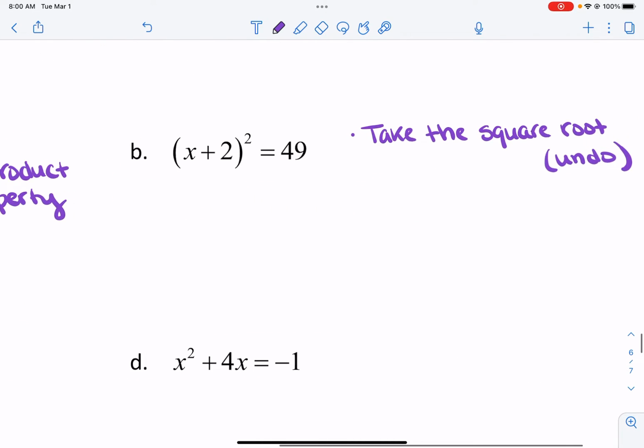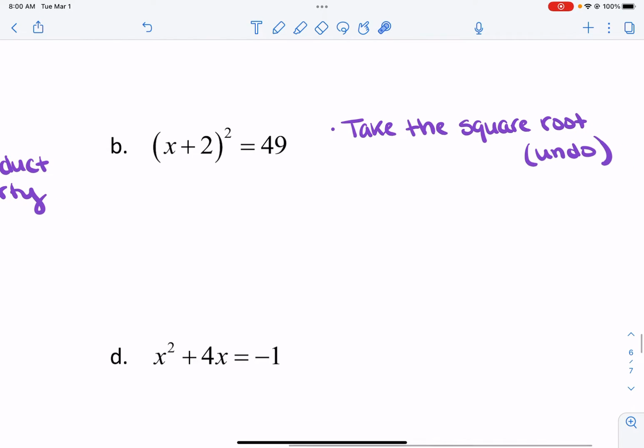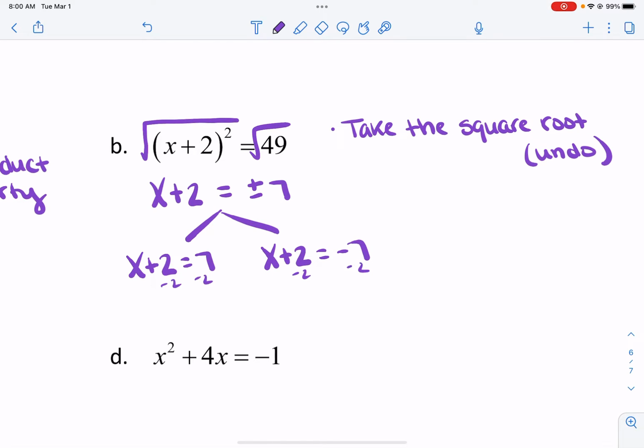All right, part B, I actually think what's fastest here is to take the square root and undo that squared, because we've got this 49 here as well, which we can take the square root of pretty easily. So this becomes x plus 2 equals, and remember it'll be plus or minus 7. So x plus 2 equals 7, and x plus 2 equals negative 7. So x here equals 5, and x equals negative 9.